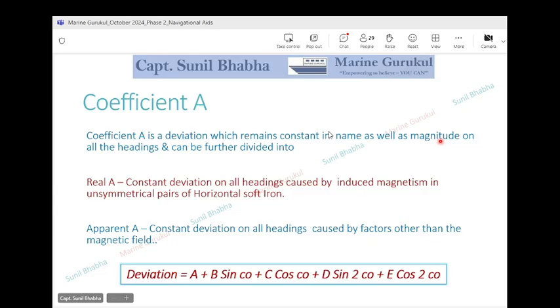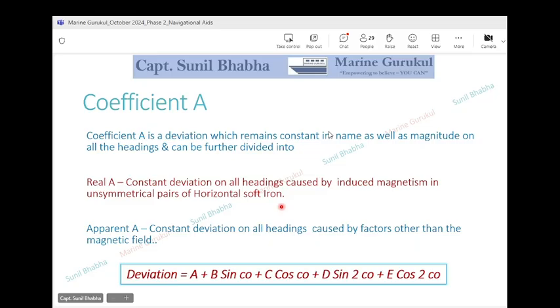The vessel can continue to change its heading, and the deviation which is generated because of coefficient A does not change at all. It has two components and it can be divided into these two components. One is called as real A, another is called as apparent A. What is this real A part of the coefficient A? It is a constant deviation on all the headings caused by induced magnetism in unsymmetrical pairs of horizontal soft iron.